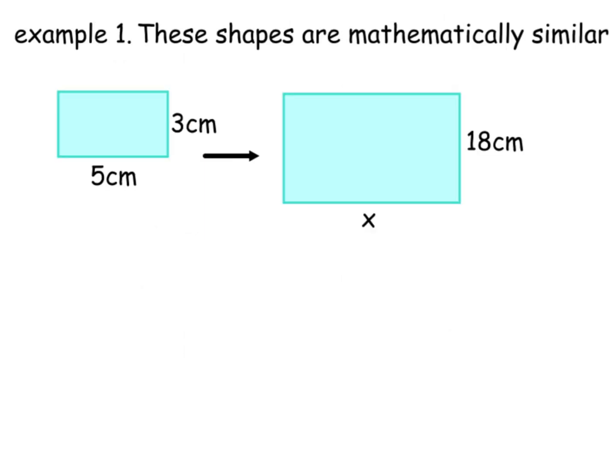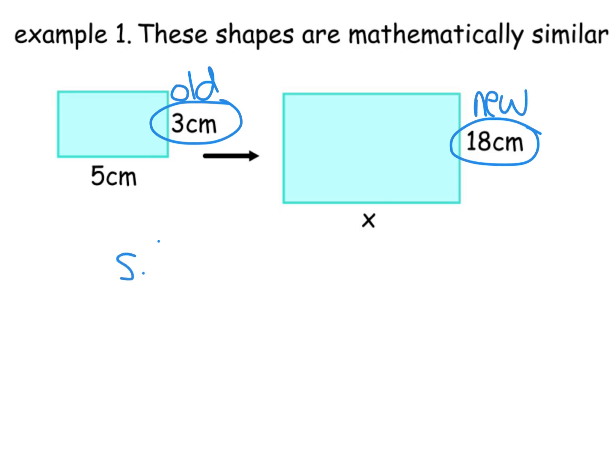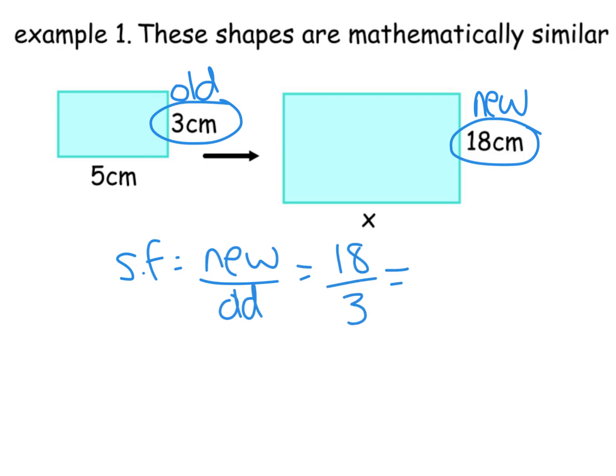So here is my first one. These shapes are mathematically similar. We have gone from a measurement of 3 to 18. These are the ones that we're going to use as our new and old. My old measurement was 3. My new shape has a measurement of 18. So when I do my scale factor, I'm going to do new over old, and then I'm going to put the 18 over 3. Then 18 divided by 3 gives me 6. So the scale factor is 6.